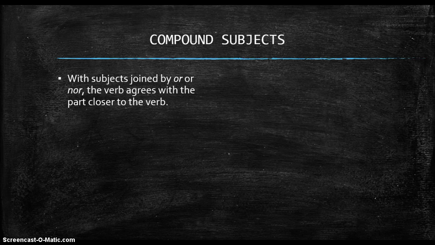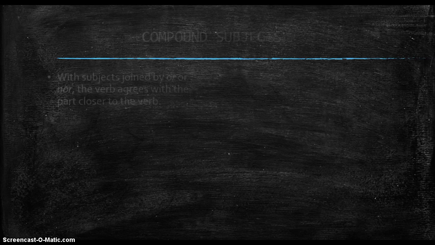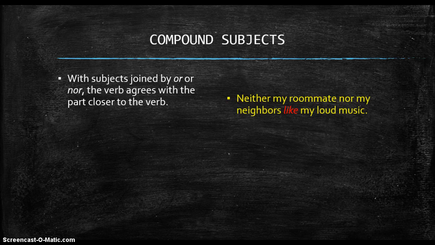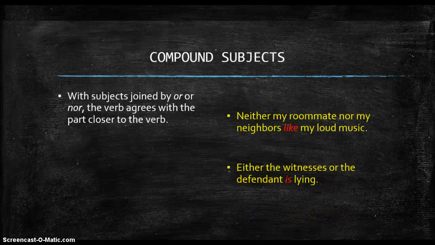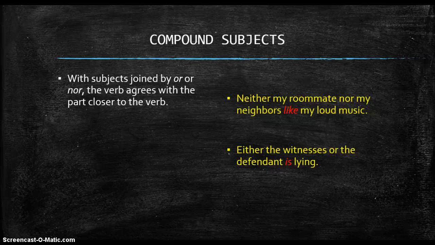Sometimes we have compound subjects that are joined by or or nor. In this case, the verb agrees with whatever is closer to the verb. So let's look at some examples. Neither my roommate nor my neighbors like my loud music. Now, neighbors is the closest thing to the verb, so we're going to use the plural verb that agrees with the subject neighbors. Here we have either the witnesses or the defendant is lying. Defendant is singular, so we use the singular form of the verb is.